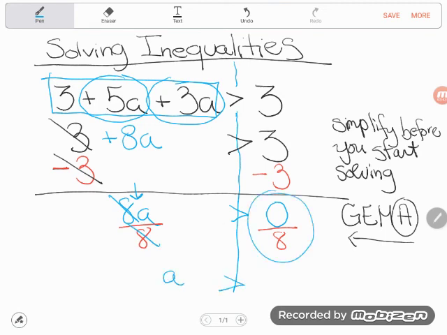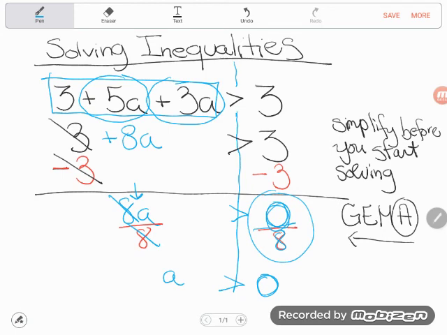And 0 divided by 8, careful, it's not 8, guys. If you have no money and you share it among 8 friends, you know what you all end up with? Nothing. It's 0. All right, and so I end up with this solution. A is greater than 0.